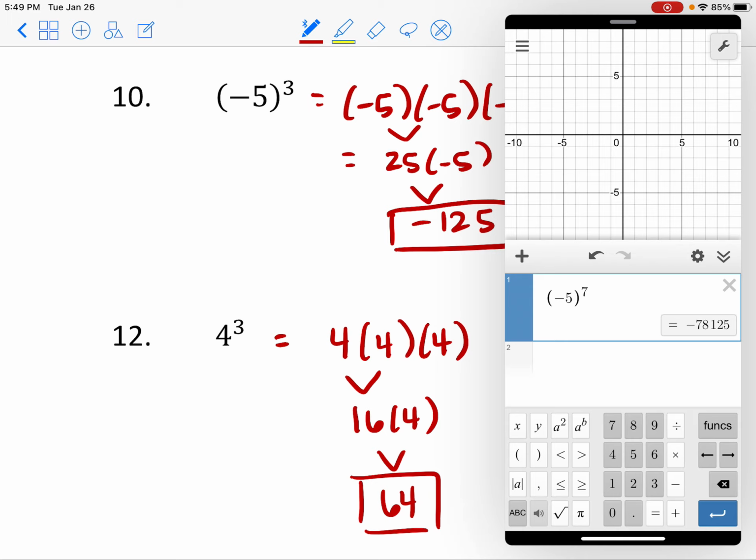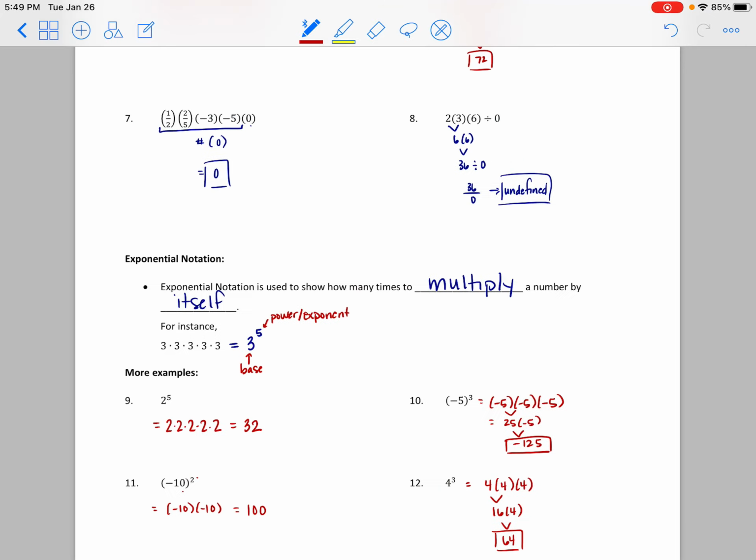I'm not trying to multiply negative 5 by itself 7 times to find that value, so the calculator would be happy to give it to you. Okay? And there it is.